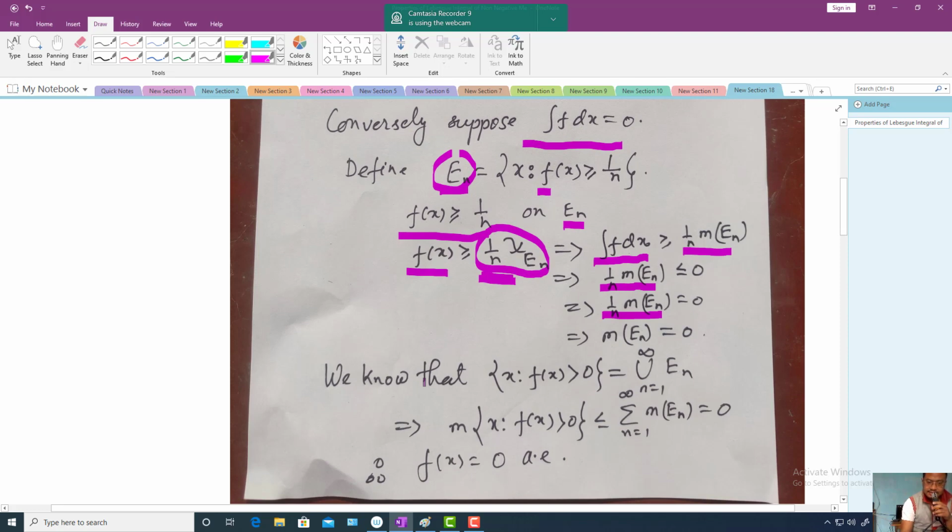So one thing you can establish easily: the set of points x such that f(x) is strictly greater than 0 is equal to the union, n going from 1 to infinity, of E_n. So this thing you can establish. Let us see how it works.